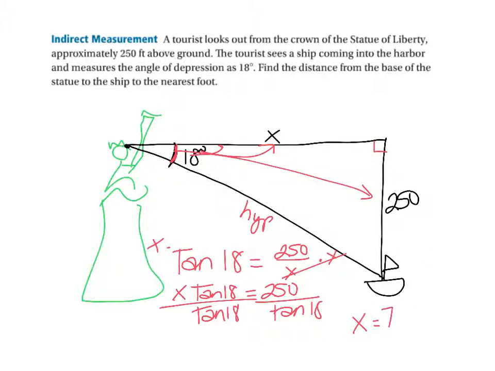What are we rounding to? To the nearest foot. Okay, 769 feet. That's how far apart the ship is from the base of the Statue of Liberty. Okay, let's try another one.